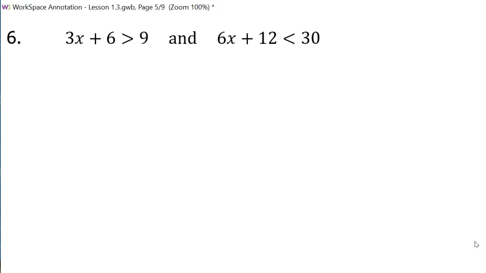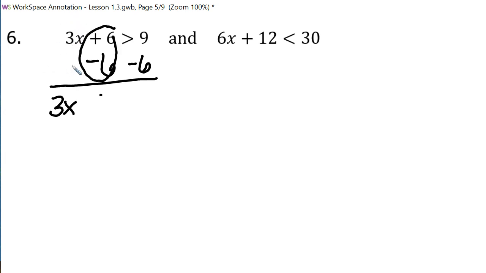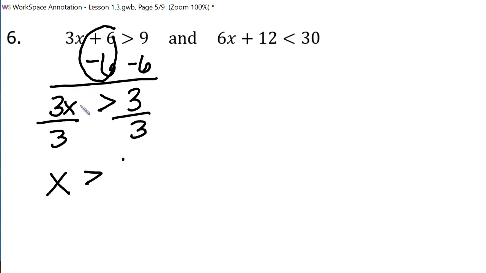Next one, number 6. Solve the two inequalities. For this first one, we're going to subtract 6 from both sides. So bring down your 3x. Positive 6, negative 6 is a zero pair. Bring down the greater than symbol. And 9 minus 6 is 3. Then divide both sides by 3, and we get x is greater than 1. Bring down the word "and." You have to have that in your answer to get full credit.